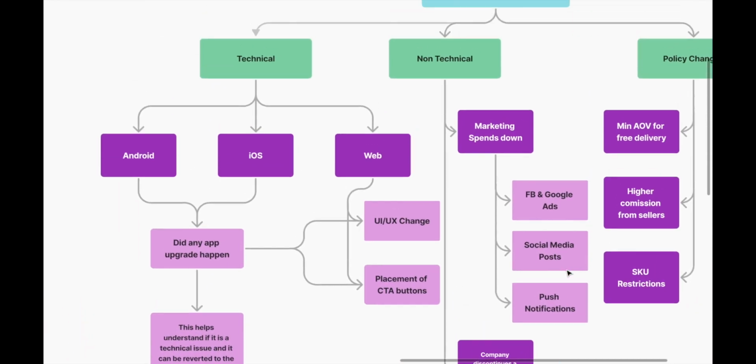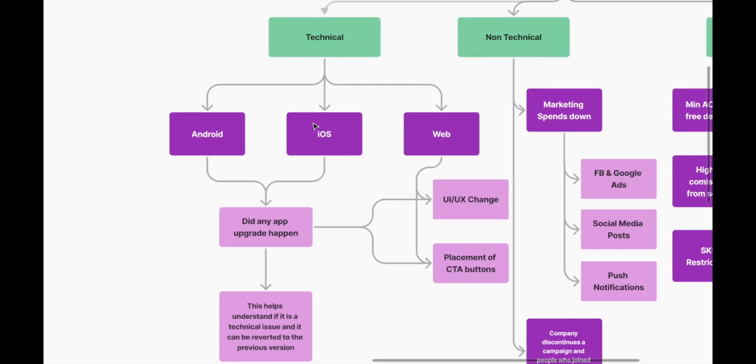Now coming down to technical issues. Technical issues can be maybe pertaining to an operating system or a platform. So I put Android, iOS, and web. Web is essentially the browser on the desktop. And if we could identify which of these platforms the degrowth is happening at, we could go specific to that.